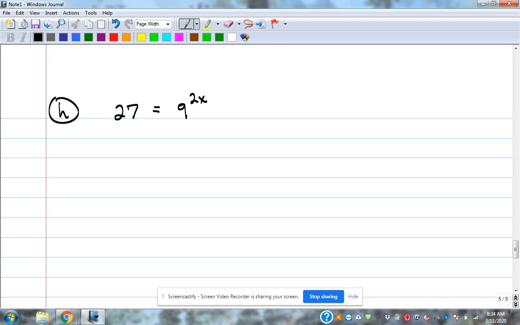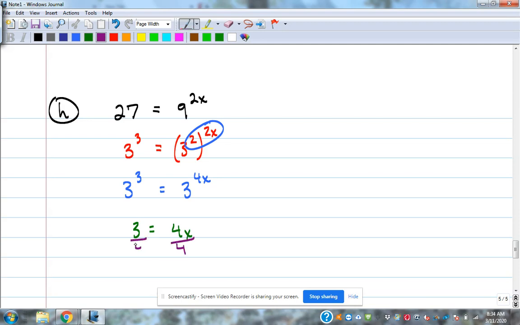3 cubed. All right. So what does this become? 4x. Yeah, 3 to the 4x to the 3 cubed. What's our equation that we solve? Divide by 4.